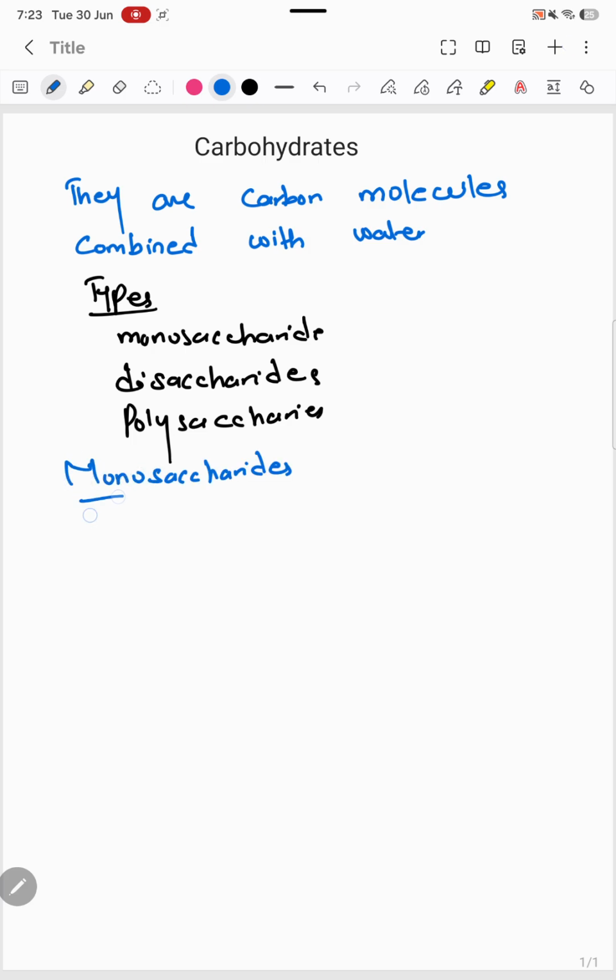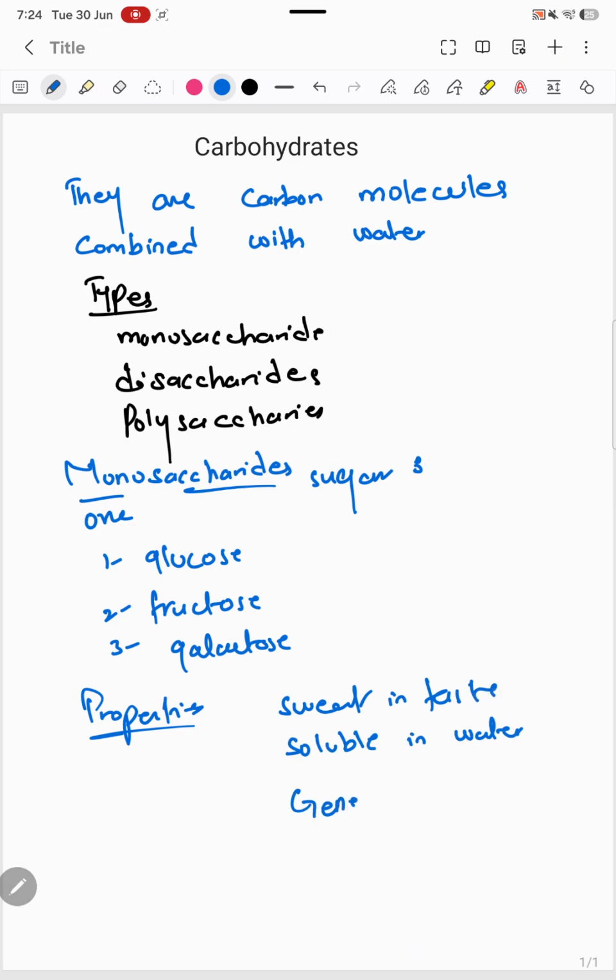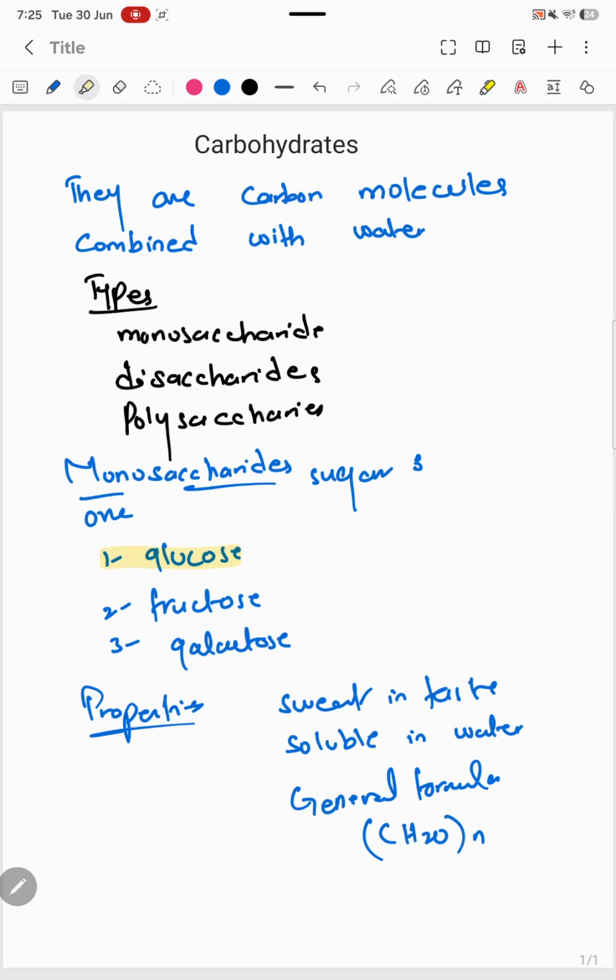So mono means one and saccharide means sugar. So monosaccharides have only one sugar. Examples of monosaccharides are glucose, fructose, and galactose. The properties are that they are sweet in taste, they are soluble in water, and the general formula is CH2O. In the course we need to focus only on glucose, so I'm going to explain about glucose.